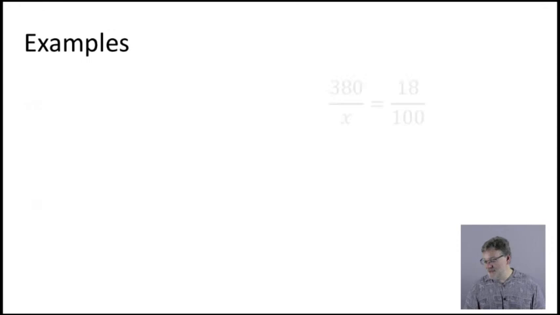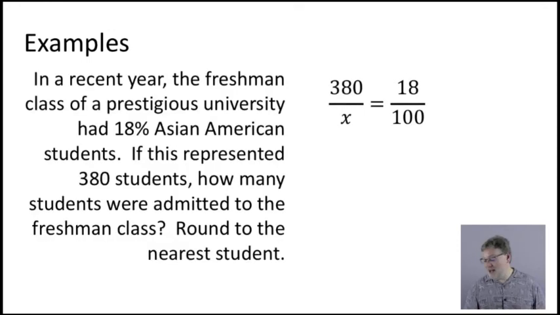Another example, in a recent year, the freshman class of a prestigious university had 18% Asian American students. If this represented 380 students, how many students were admitted to the freshman class? Let's round to the nearest student. We don't want to slice people in half here.